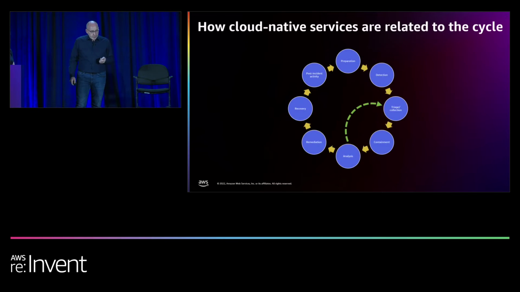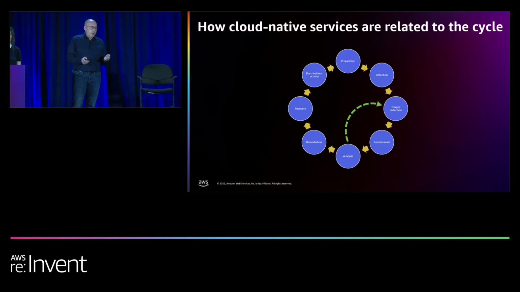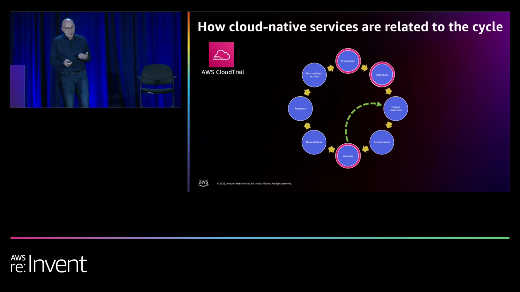All right, so let's start with our first part here, and this is basically how cloud native services are related to this cycle, right? And I won't go into all details on what the services are doing. We just want to highlight that there are different services, which we are covering at a later stage, related to different phases of the cycle. And if we start with AWS CloudTrail, where you can capture user activity and API activity, well, this falls into multiple areas already. So obviously detection and analysis is pretty obvious, but also in the preparation phase you need to worry about it, because you need to set it up.